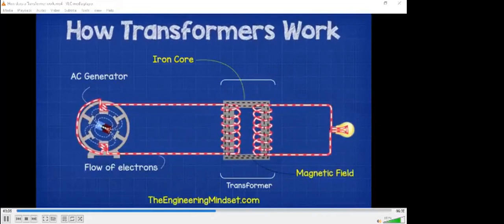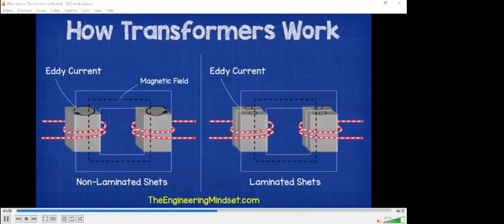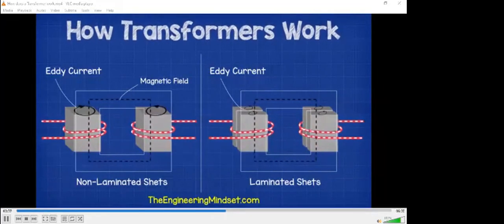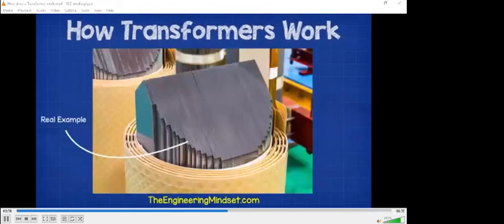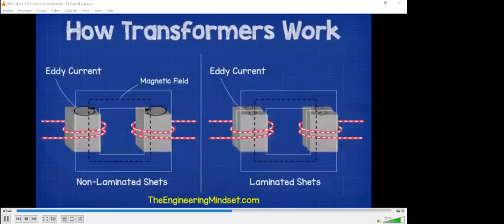Now, the use of an iron core is not a perfect solution. Some energy will be lost through something known as eddy currents, where the current swirls around the core and this heats up the transformer. And this means that the energy is lost as heat. To reduce this, engineers use laminated sheets of iron to form the core, and this greatly reduces the eddy currents.